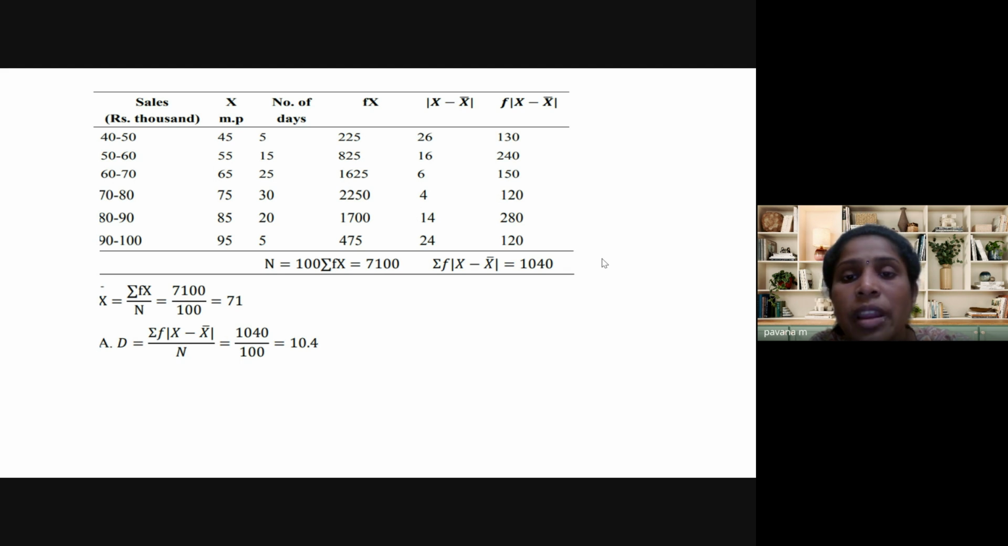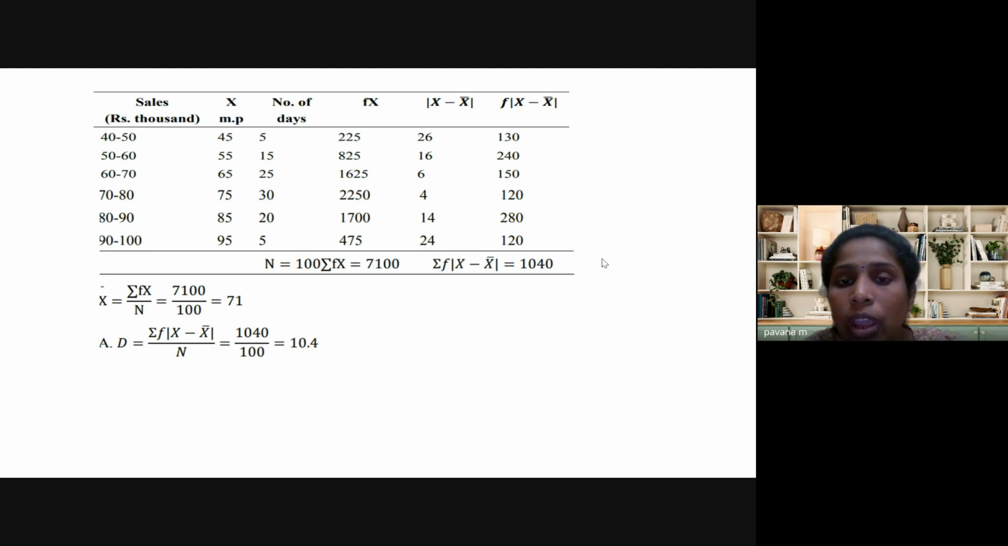Now calculate sigma x minus x bar. X means midpoint, x bar means 71. So 45 minus 71 is minus 26, but you take positive values only. So 26. Again 55 minus 71, 16. 65 minus 71, 6. 75 minus 71, 4. 85 minus 71, 14. 95 minus 71, 24. Now calculate f into the absolute x minus x bar.